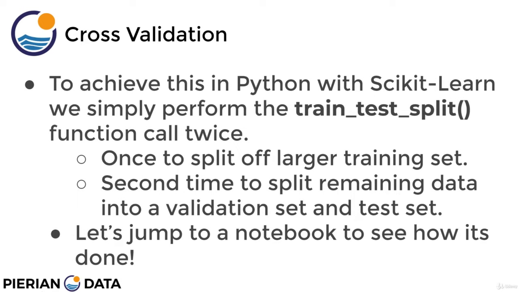To achieve this in Python, what we're going to do with Scikit-learn is just simply perform the train test split function call twice. We call it once to split off that larger training set, so we'll split off 70% and just immediately label it training. And then that remaining 30% we're going to call other, and then we're going to perform train test split a second time to split that remaining data into a validation set and a test set. Let's jump to a notebook to see how this is done.